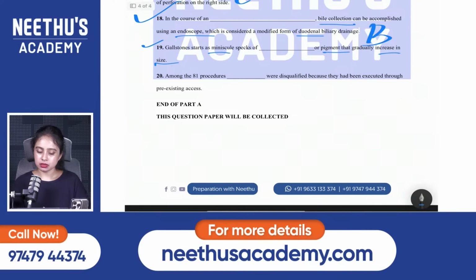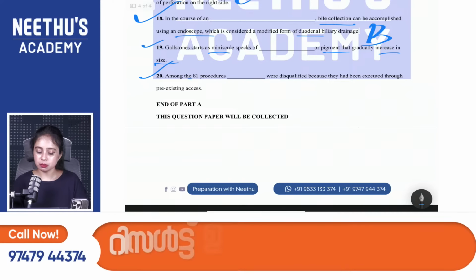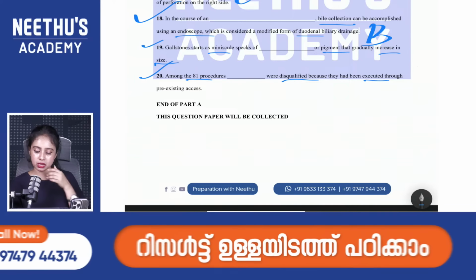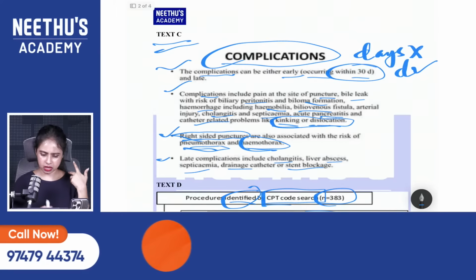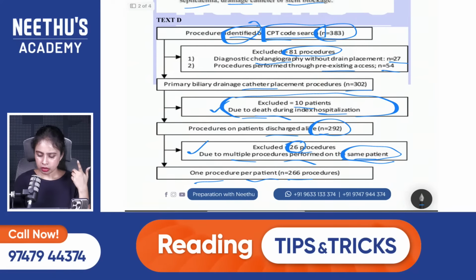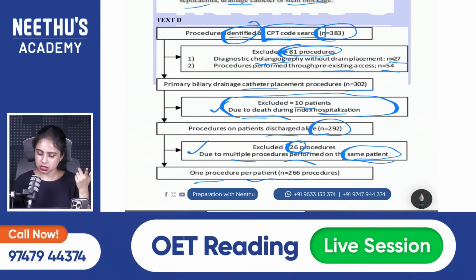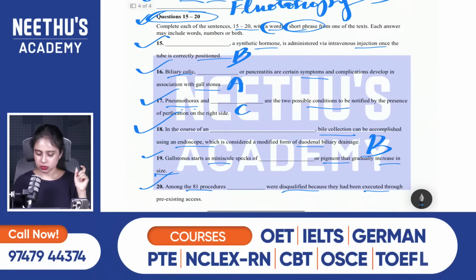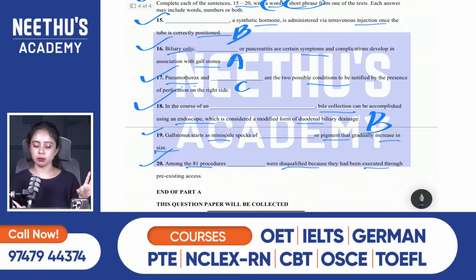And the last one: among the 81 procedures, dash were disqualified because they had been executed through pre-existing access. I think it's a very direct answer from text D. Where is 81 mentioned? Yes, 81 is here. Because of pre-existing access, how many were rejected? 54. So the answer is 54. That is the right answer.